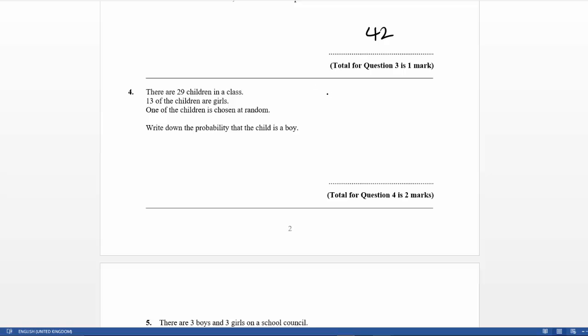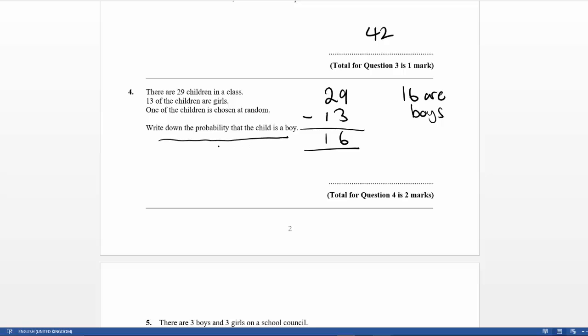Okay, so we have 29 children in total, right? We know that 13 of them are girls, so I'm going to subtract 13 from this here. 29 minus 13 is 16, so I know 16 are boys. So it says write down the probability that the child is a boy if they're selected from the class. The answer is going to be 16 over the total amount, which is 29.